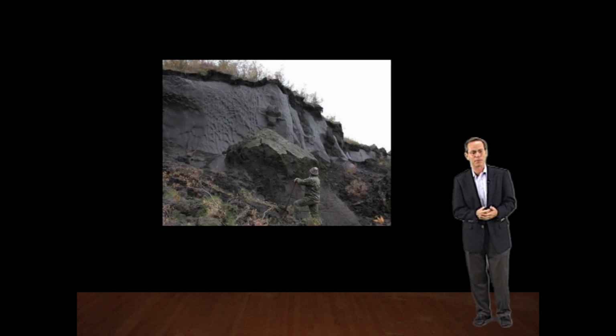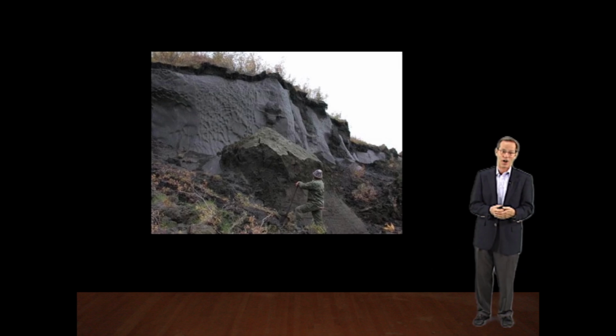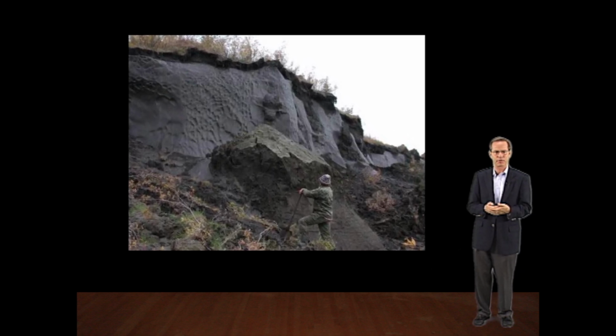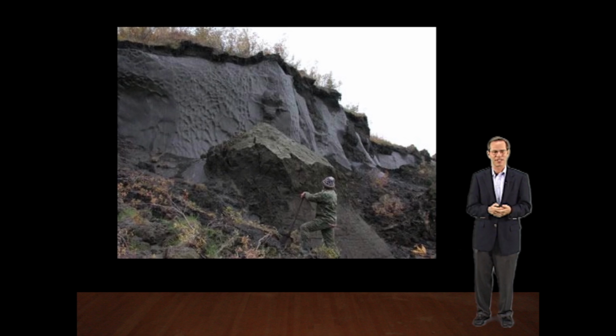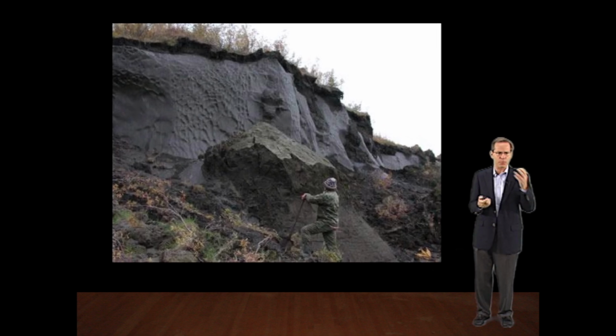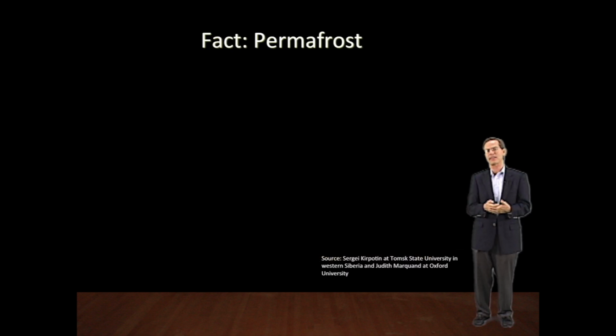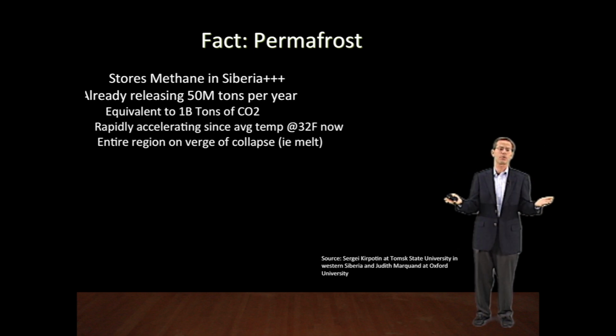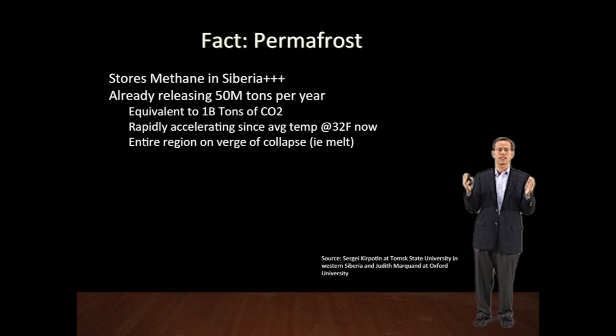And let's jump to something else, right? So we're going right from the Amazon to permafrost. And permafrost can look like that. It can be that big. There's a picture of permafrost with a gentleman standing in front of it. And we have to consider permafrost because that stores methane in Siberia and other places of the world. It's already releasing some 50 million tons a year. That's equivalent to about 1 billion tons of CO2.